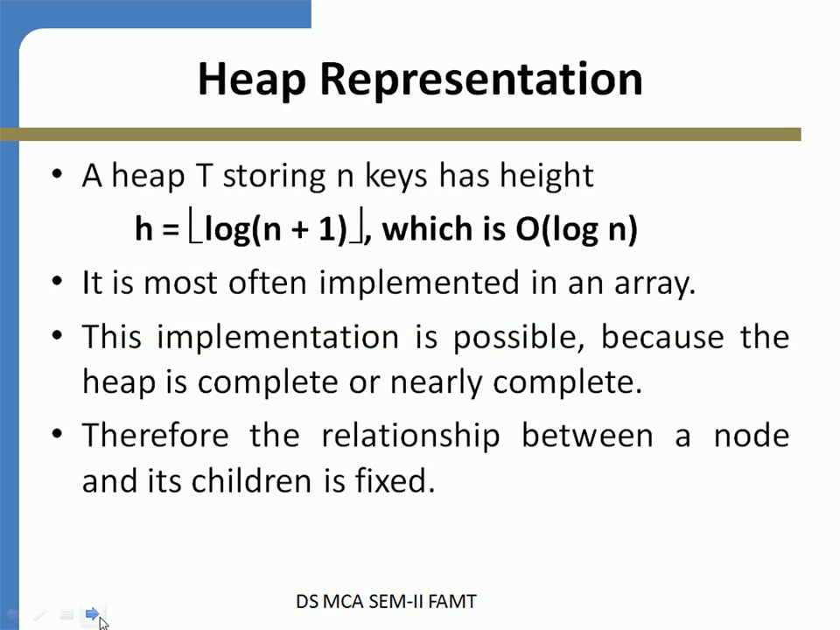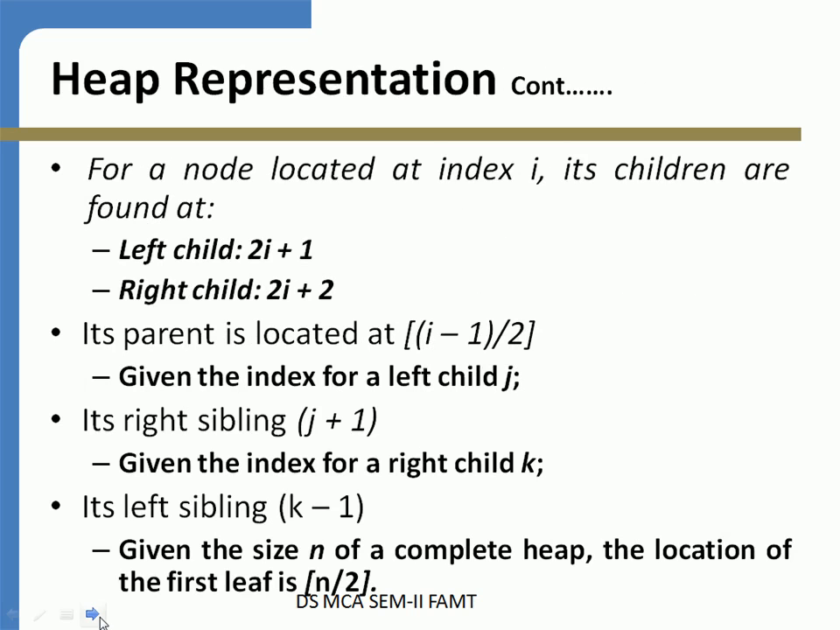As per the previous slide, we can represent a binary heap in an array, and this is possible only due to a special relationship which is maintained between the root and the nodes. For a node located at index i, the left child is at 2i plus 1 and the right child at 2i plus 2. So 2 into i plus 2 gives you the right child, and 2 into i plus 1 gives you the left child. These two relations we have already discussed in the binary tree topic.